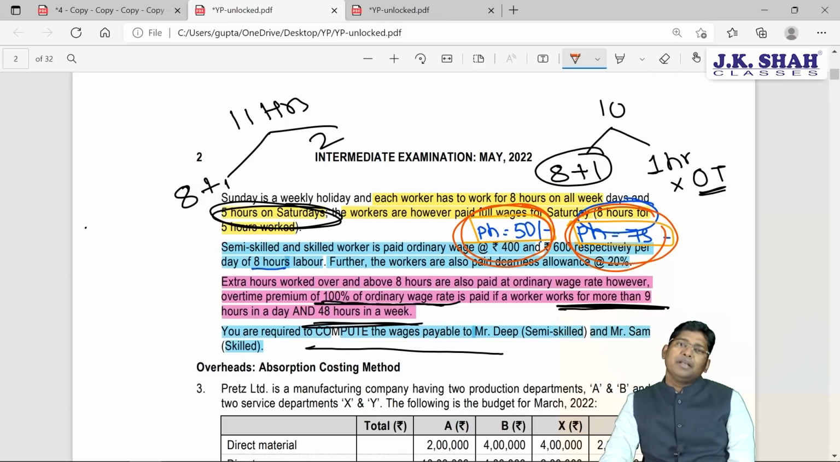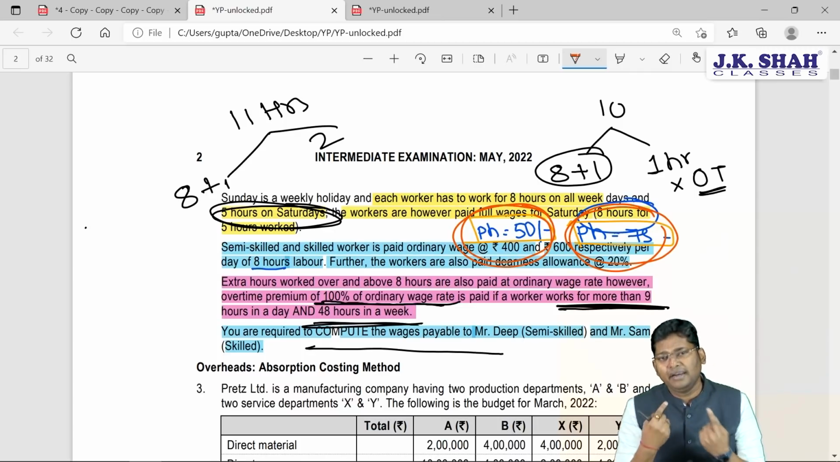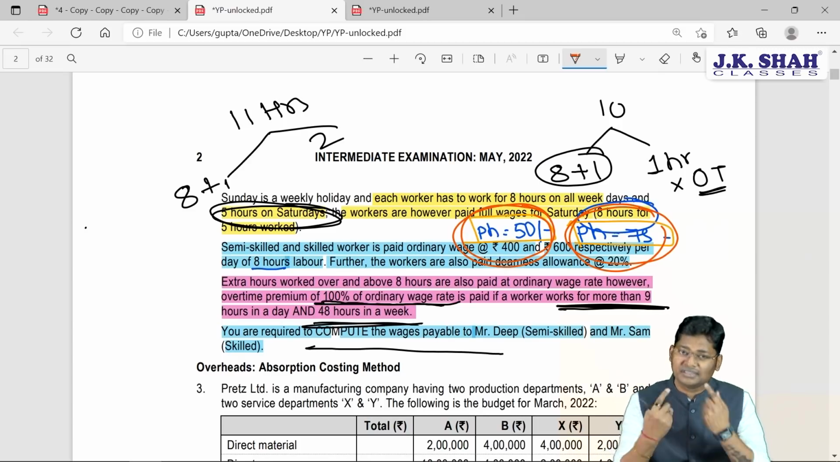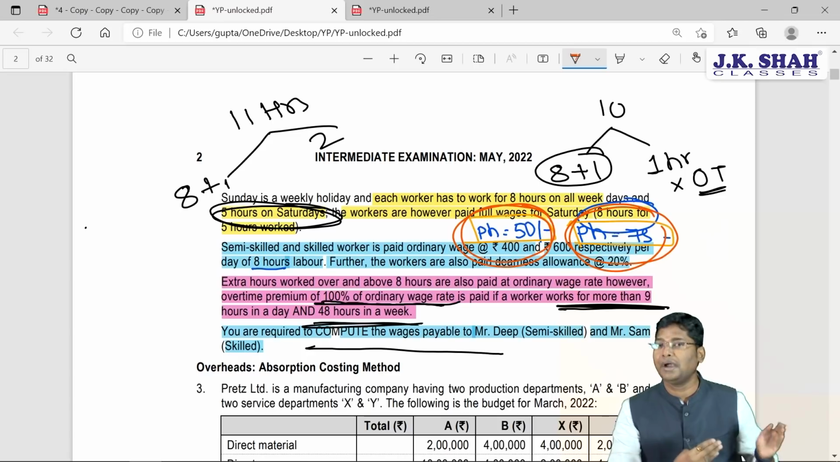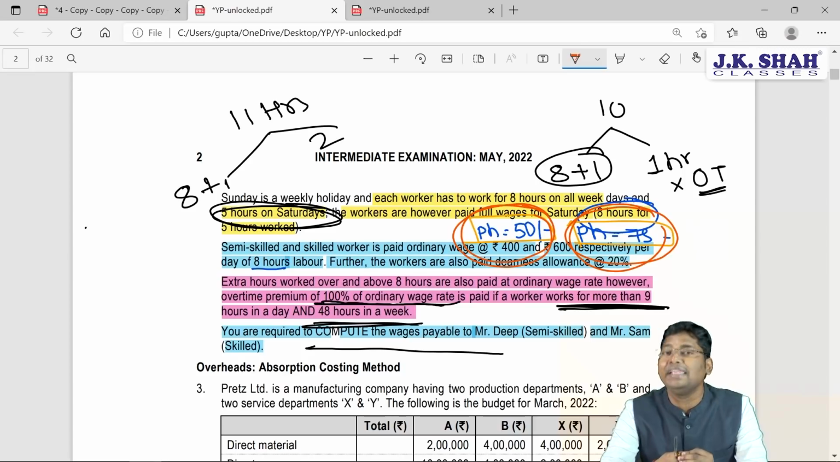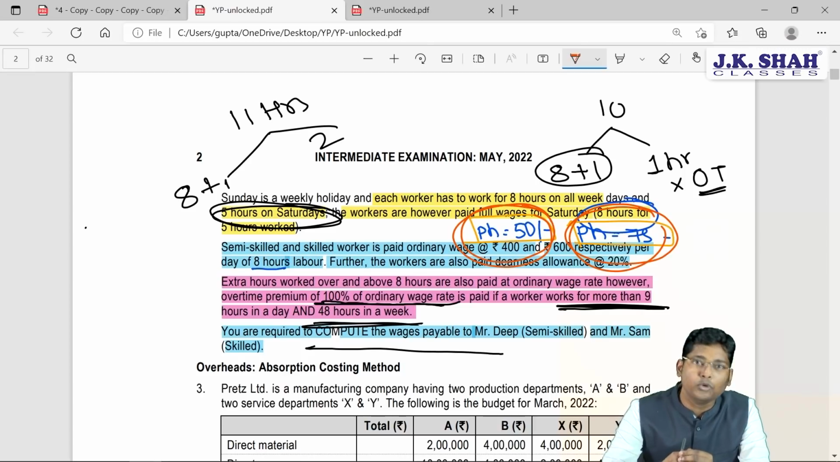Out of them, the first method is your direct method. When your service departments are independent, in that particular case, the direct method can be used. Sir, what is the meaning of independent service departments? When your departments are not exchanging services amongst them. They are not giving services to each other. They are giving services only to production departments. That means they are independent, and in that event, you have to use the direct method for the reapportionment of overheads of service departments.